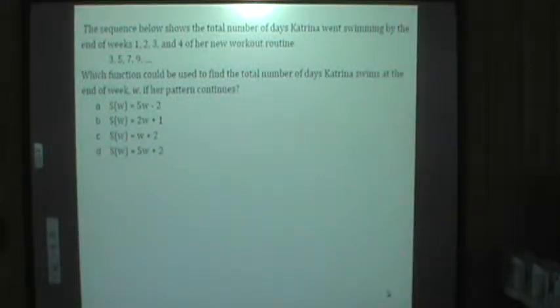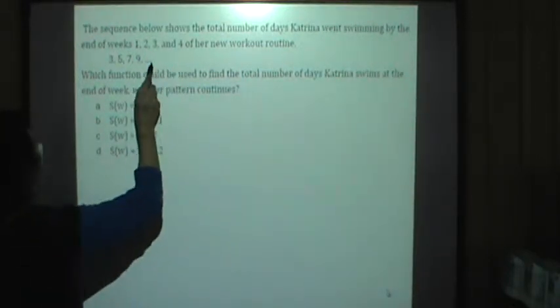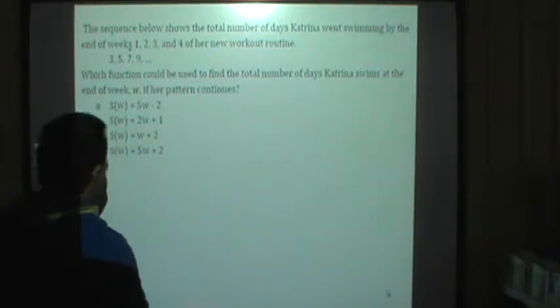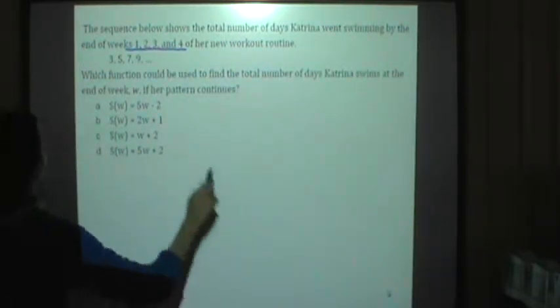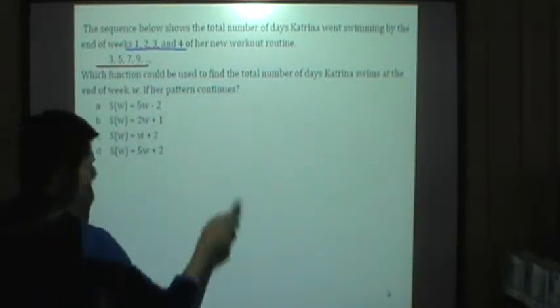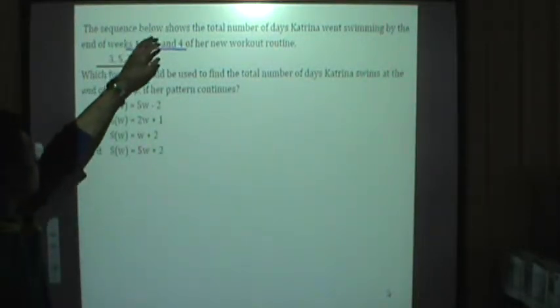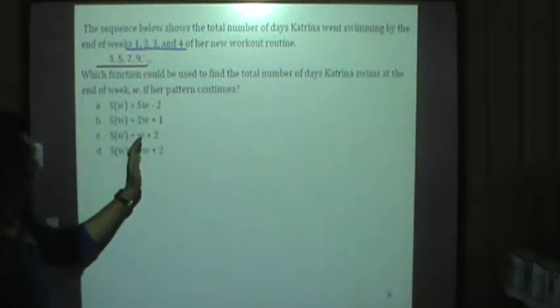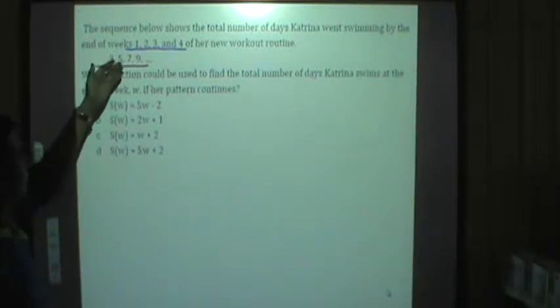Now after reading the problem, as you can see we have two sets of numbers. We have 1, 2, 3, 4, and then 3, 5, 7, 9, and so on. In this problem, all you have to do is plug these numbers into W's, and make sure you get the numbers 3, 5, 7, 9.